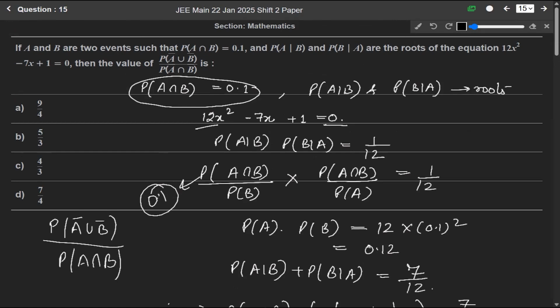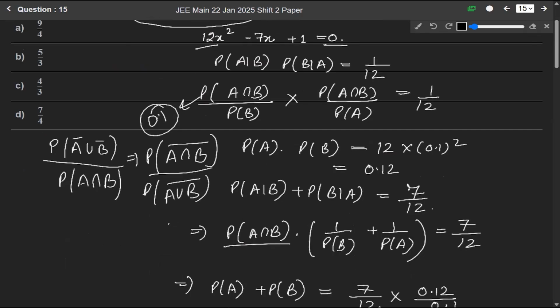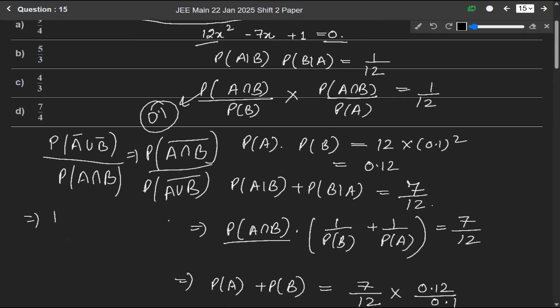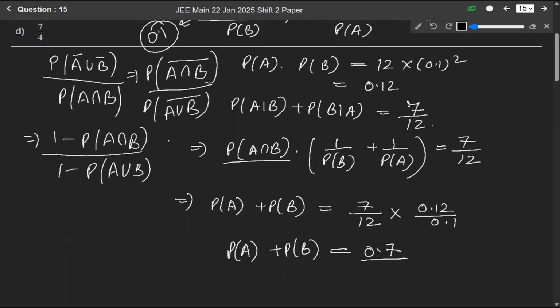Okay. So we can write it as P((A intersection B) whole bar) over P((A union B) whole bar). So this can be written as 1 minus P(A intersection B) over 1 minus P(A union B). So P(A intersection B) is given as 0.7. So it will be 1 minus 0.7 over 1 minus P(A union B). P(A union B) means P(A) plus P(B) minus P(A intersection B).